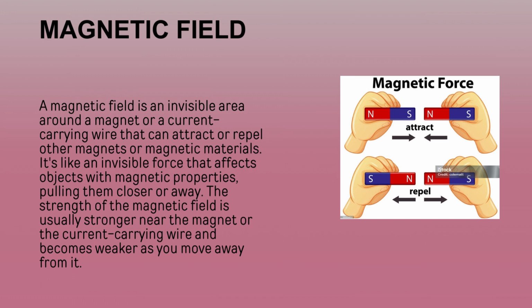A magnetic field is an invisible area around a magnet or a current carrying wire that can attract or repel other magnets or magnetic materials. It's like an invisible force that affects objects with magnetic properties, pulling them closer or away. The strength of the magnetic field is usually stronger near the magnet or the current carrying wire and becomes weaker as you move away from it.